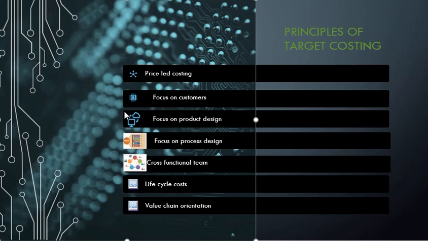Then focus on process design. When we speak about focus on process design, we need to look into every aspect of the production process. Every aspect of the production process must be examined, to make sure that the product is produced as efficiently as possible. When we look into the process design, it takes into consideration the production process, that is the main process where a product is being developed.